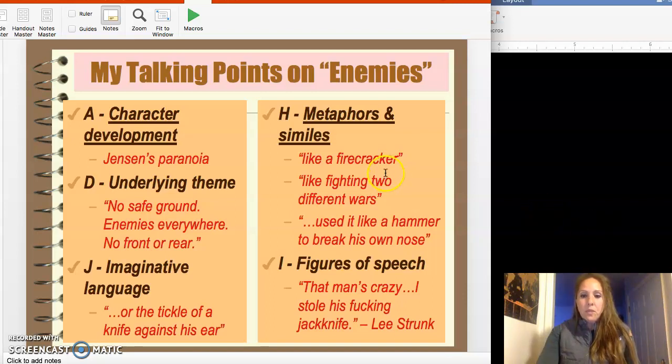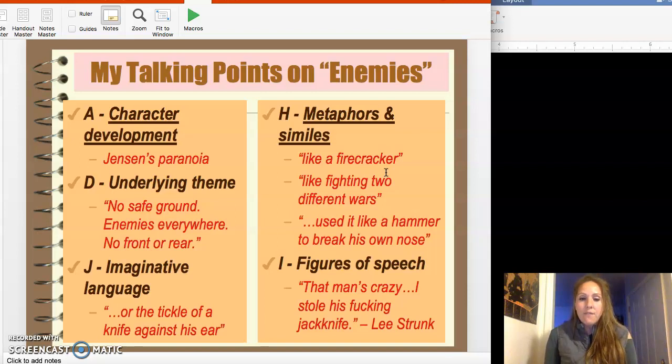Okay, so we're on, and 3, 2, 1. Good evening. I chose a few different points that I wanted to address in regard to the story Enemies by Tim O'Brien. When I read this story, I was looking for areas of the text that I really found special and to me reflect excellent storytelling and creative writing techniques.